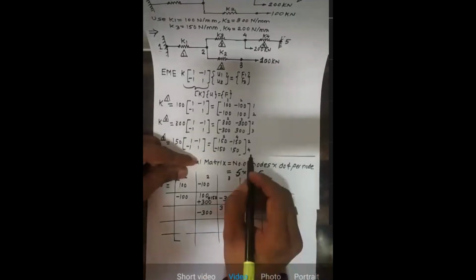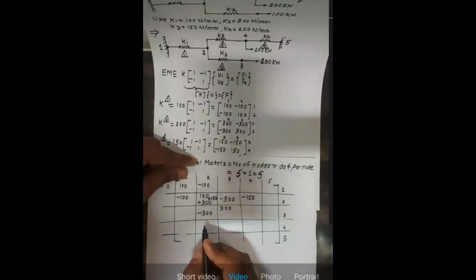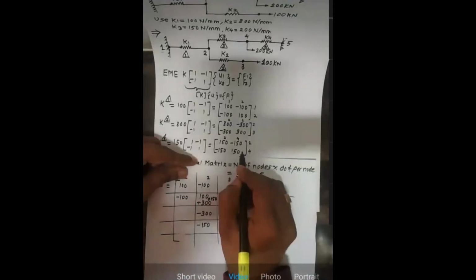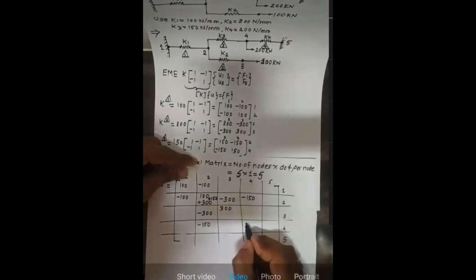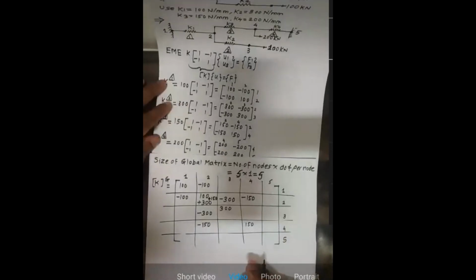Next, at 4, 2, it is minus 150. So this is 4, this is 2, this is minus 150, right? Next, at 4, 4 it's 150. So this is 4, this is 4, it's 150. Clear?